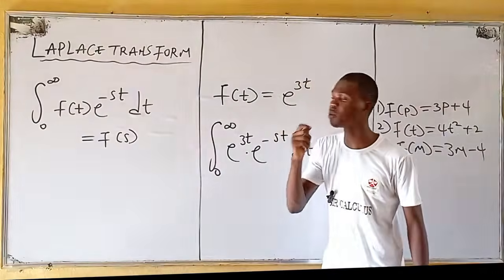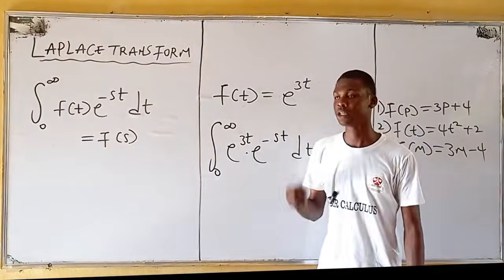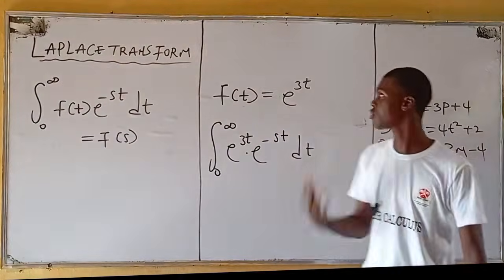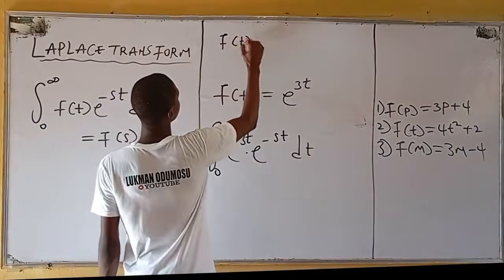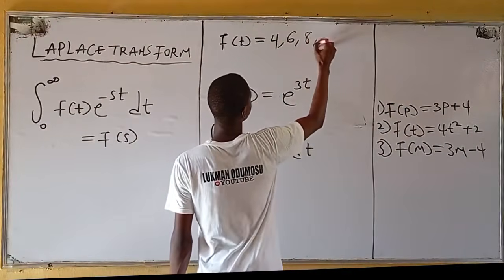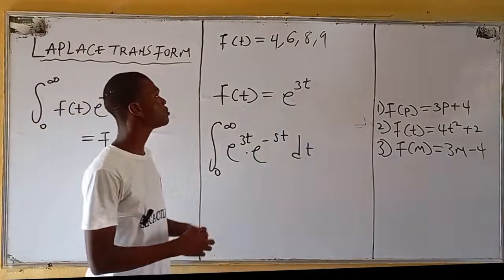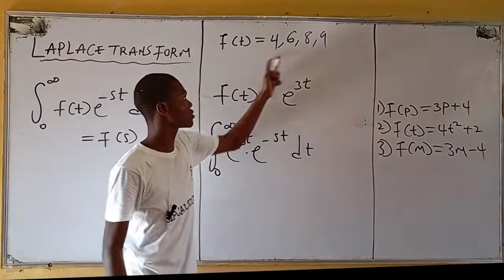The basic transformation is the transformation of a constant. Let's say you have f of t equals 4, 6, 8, 9. Then transform this constant number. How do you go about this? You are going to transform this using what?